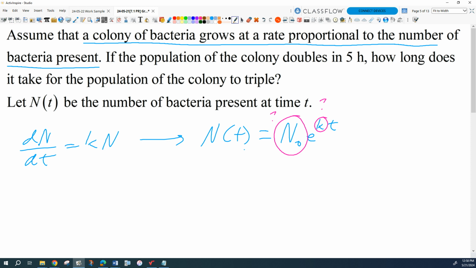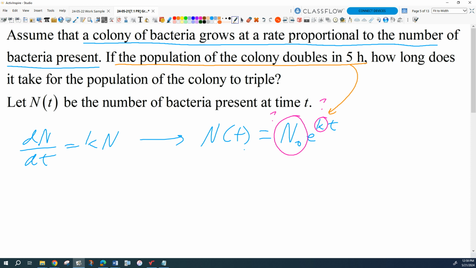Well, I need some information. It doubles in 5 hours. How long does it take for the population of the colony to triple? Do we actually need to know the initial population size to know how long it takes to triple? No, we don't. We just need to know that it's going to grow by a factor of 3. But if the population of the colony doubles in 5 hours, how can I use that to solve for k?